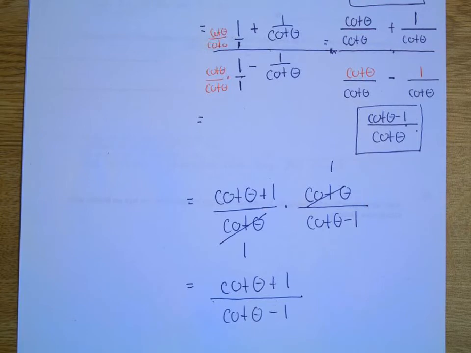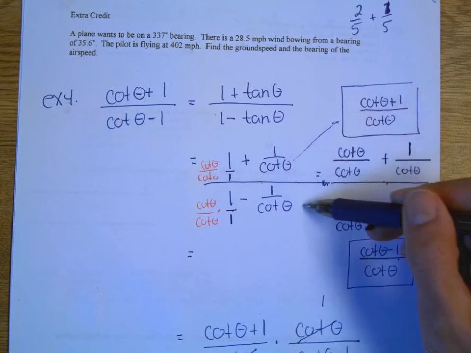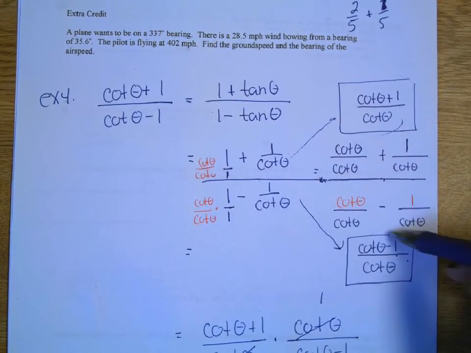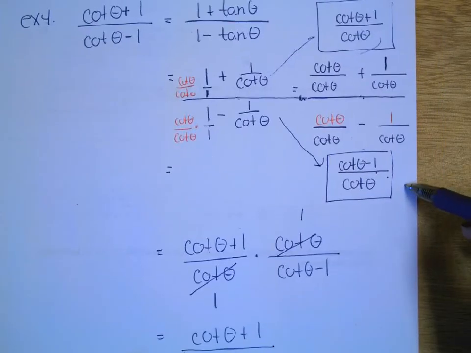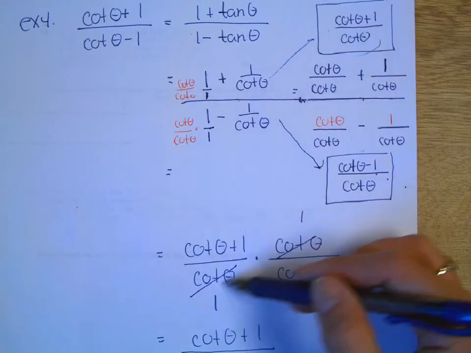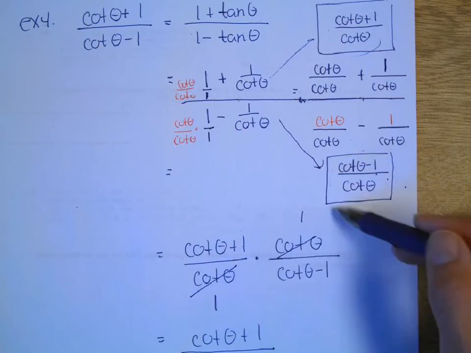What part didn't you get? Guys, you need to stop talking. This was the numerator. This whole fraction was the numerator. So I've got this fraction divided by this bottom fraction. I've got this fraction, I kept it the same, cotangent plus 1 over cotangent, multiplied by this one flipped over, the reciprocal of this one.